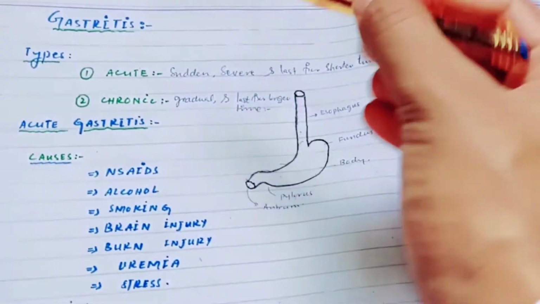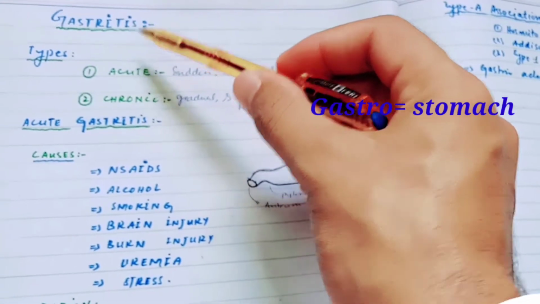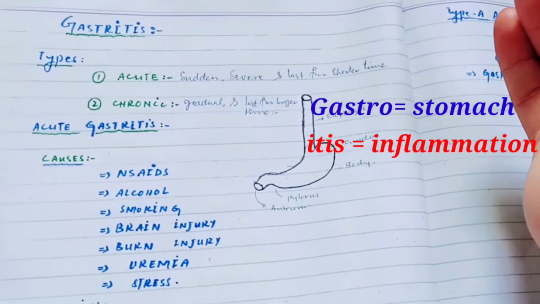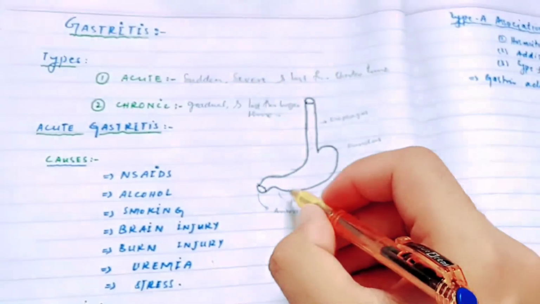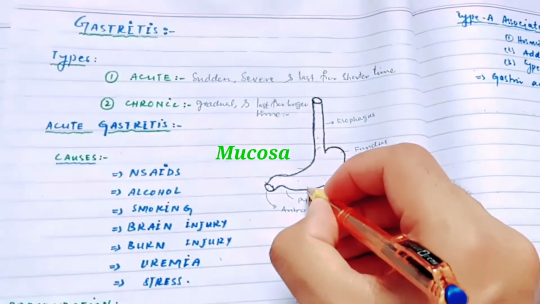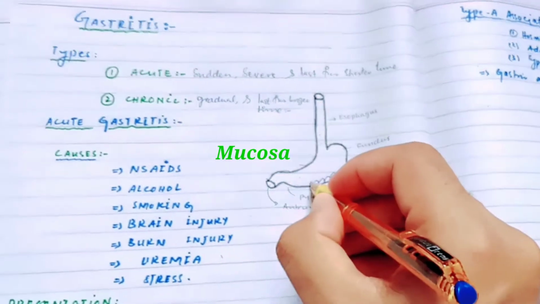So the word gastritis is derived from two words. One is gastro, the other is itis. Gastro means stomach and itis means inflammation. So it is the inflammation of the stomach. Normally, the stomach has an inner lining which is called the mucosa. Here you can see this lining of the stomach is called the mucosa.